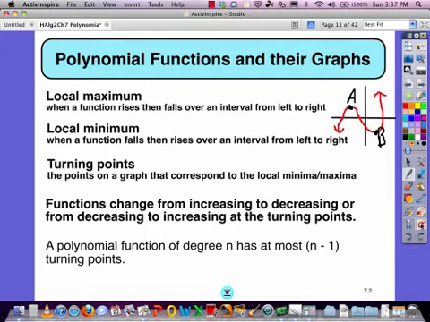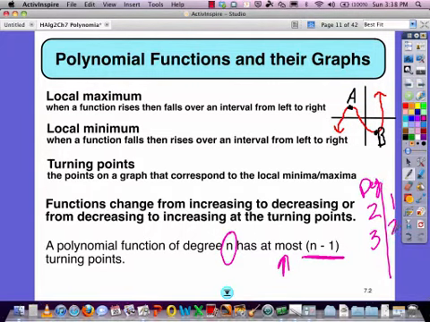Now, this is key. A polynomial function, so all our polynomial functions, linear, quadratic, cubic, quartic, quintic, all our degrees, a polynomial function of degree n has at most n minus 1 turning points. Notice it says at most. So if I am second degree, it will have at most 1 turning point. If I am a third degree, I will have at most 2 turning points. Fourth degree, 3. Fifth degree, 4. But it says at most. That doesn't mean you will always have that many.